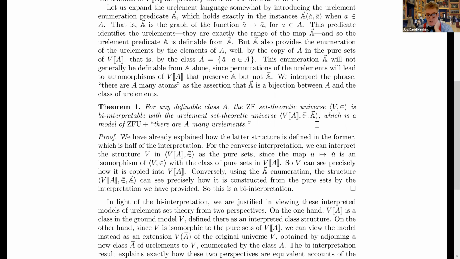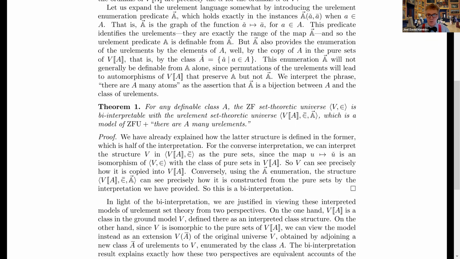Thank you. The main observation to make is that the original set theoretic universe is bi-interpretable with this V bracket A structure. I defined this structure as a certain class structure definable in V, and that gives me an interpretation. It's a bi-interpretation because V can see how it is copied into the pure sets of V bracket A by the check map that associates every object with its check. And V bracket A, using the element enumeration predicate, can see how V arises from its pure sets. It can see the isomorphism.